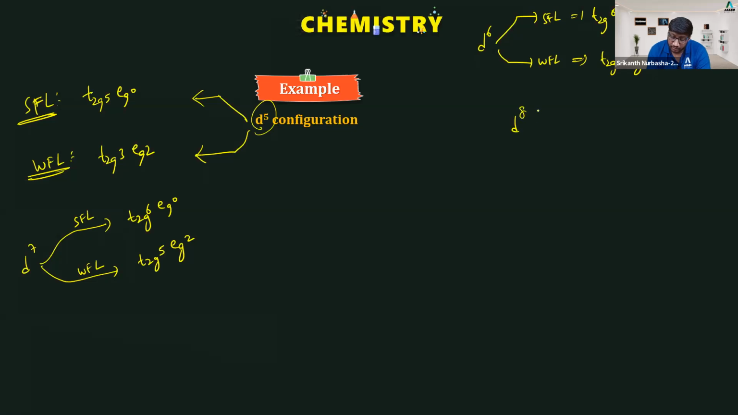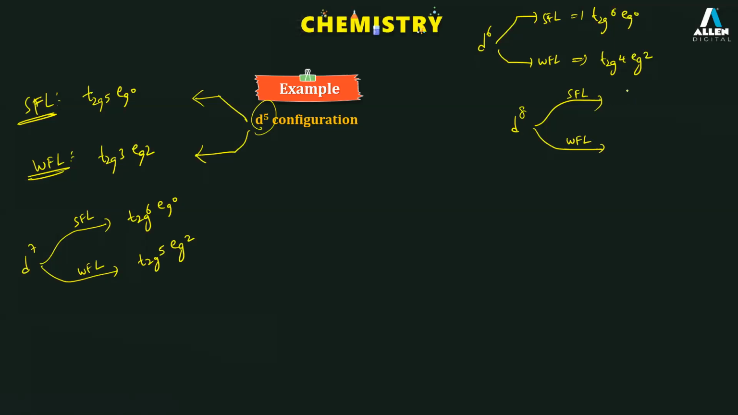D8, strong field ligand, weak field ligand. D8, like you are adding one more electron. Strong field ligand, one more electron to D7. For strong field ligand, you have T2G6 EG0 for D6. What do you have now? So here EG1 for D7, right? Yes, sir.